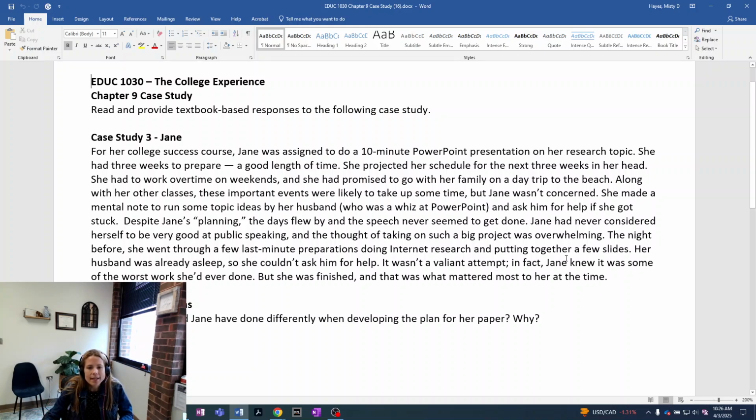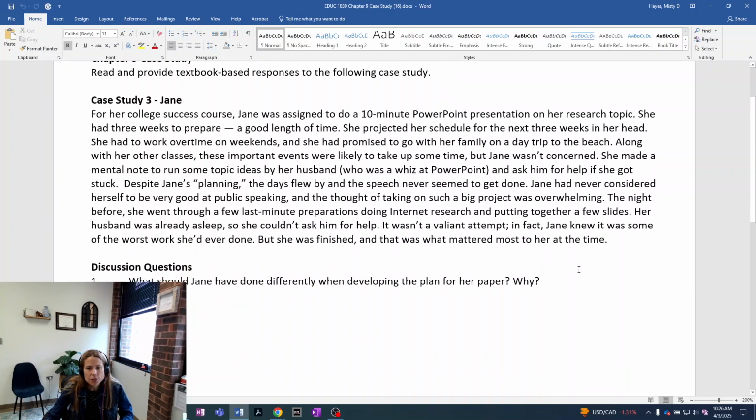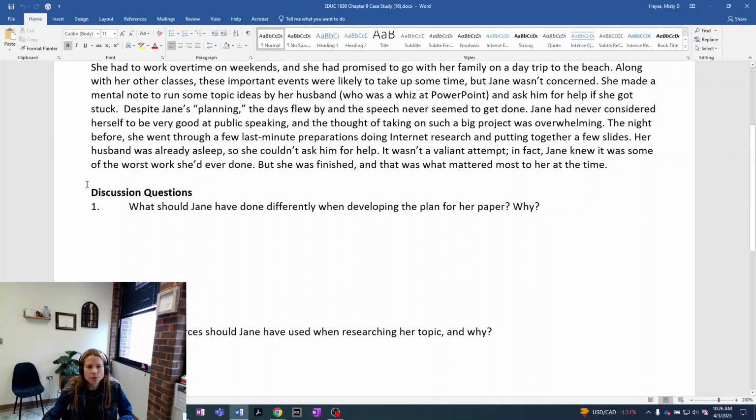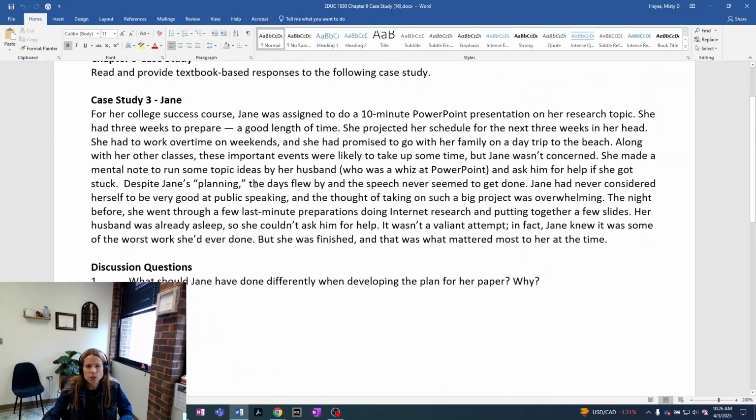So with this case study, there are some discussion questions that I want you to really think about and then refer back to your textbook or another resource when answering these discussion questions. And one thing to remember with a discussion question when we're talking about case studies, it's not a one-sentence answer. We really want you to think about, elaborate, and really find information to support what you're writing.